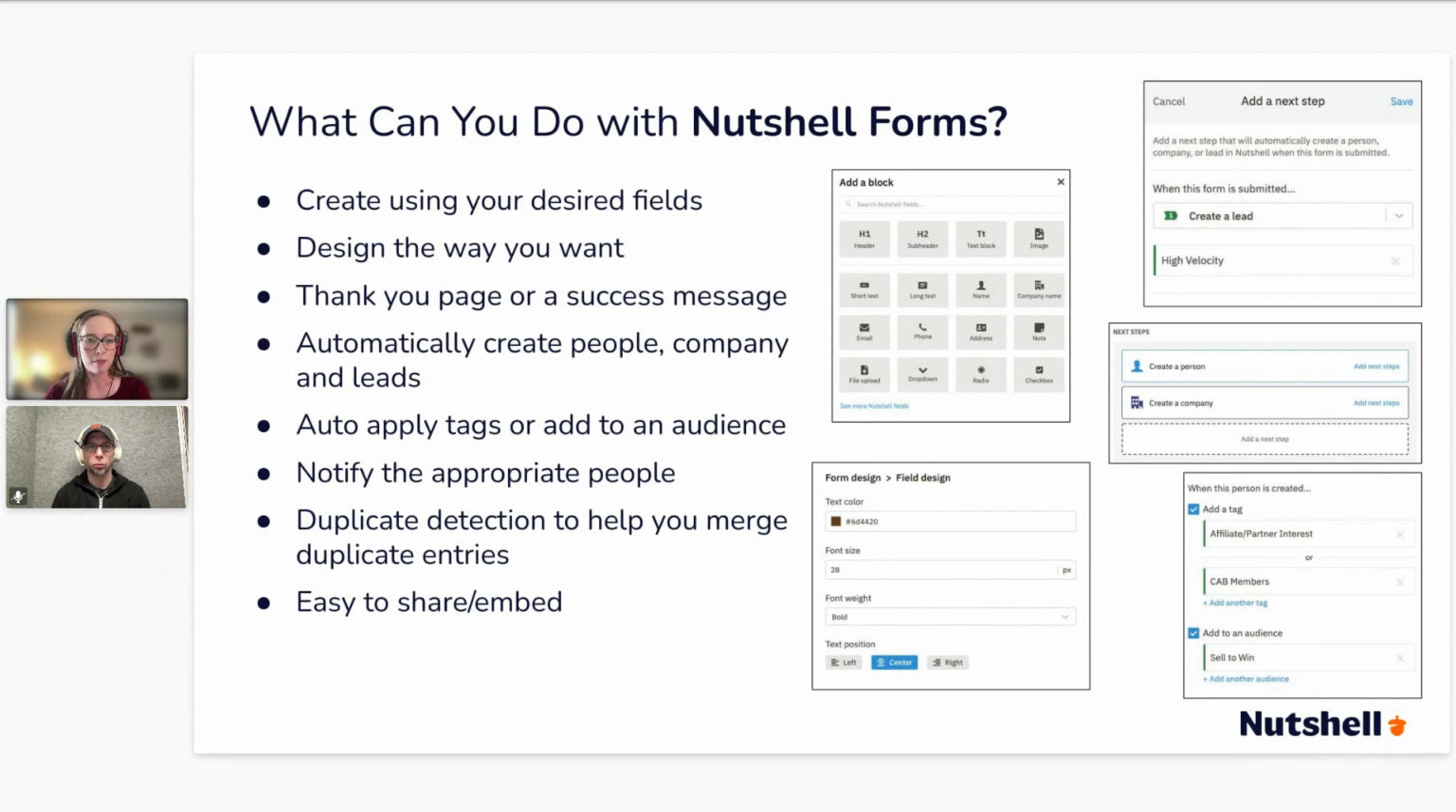And then Nutshell will automatically create people, companies, and leads from those form submissions. And you can auto apply tags to those people and set that up in Nutshell to automatically have tags associated with those people when they fill out a form, or add them to an audience. So if they fill out a webinar sign up form, for example, you can automatically add them to an email marketing audience that they'll go into and receive those messages, so you can continue staying in touch with them in the future.